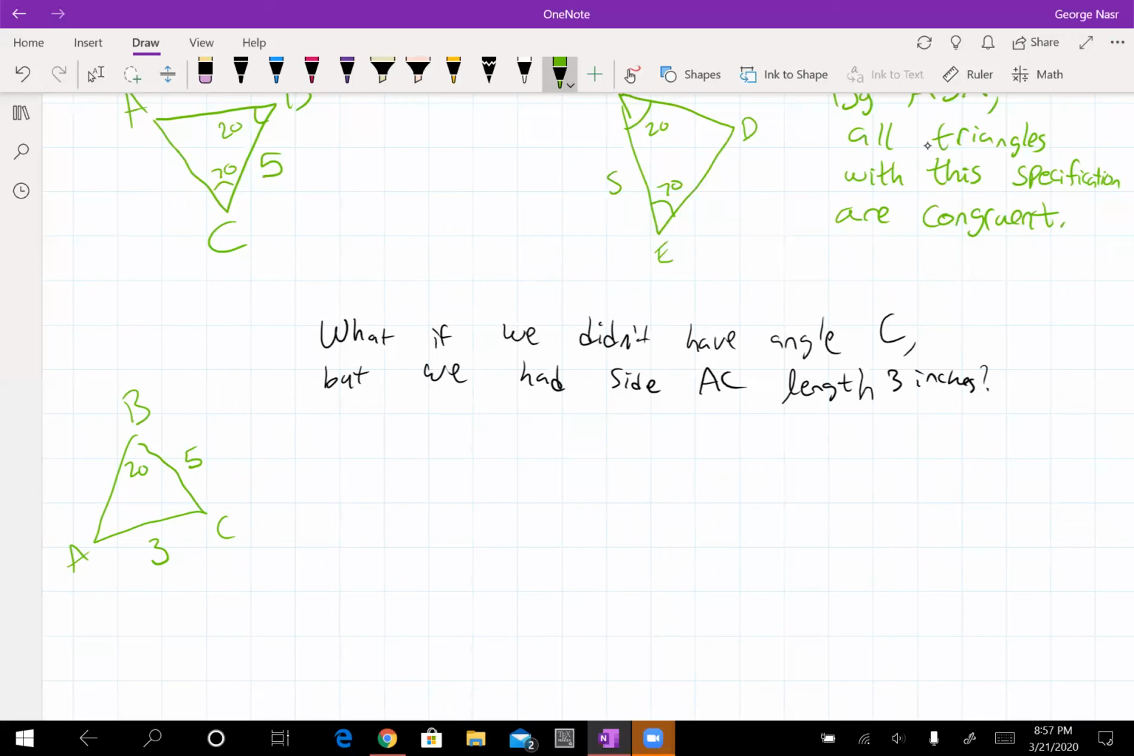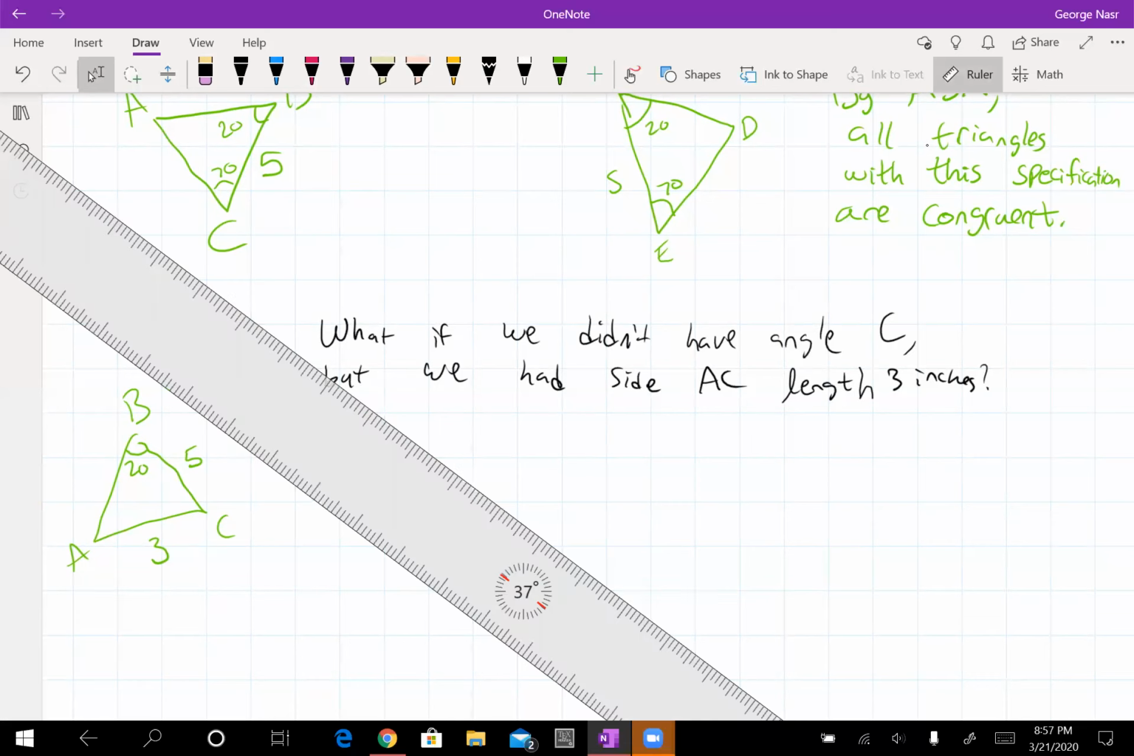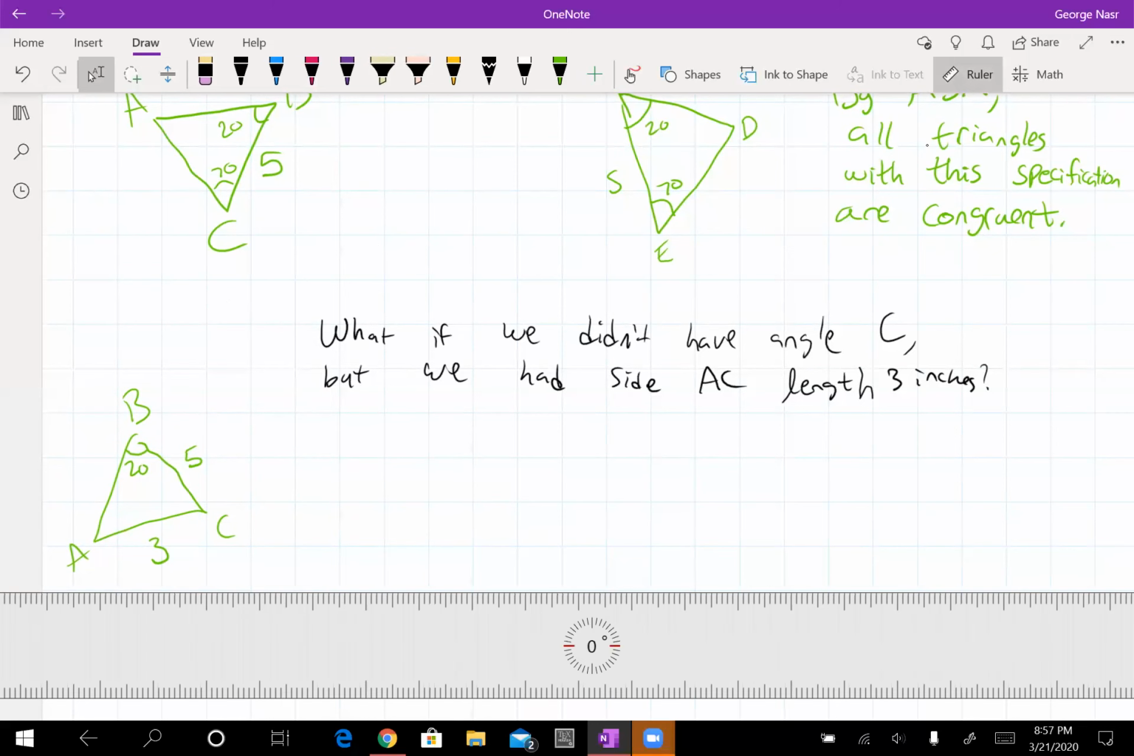Okay, can we use side, angle, side? Well, I do have two sides, but the angle I have would have to be this angle here in order to use side, angle, side, but I only have this angle up here. So I can't use side, angle, side. Can I use angle, side, angle? No, I only have one angle. So none of my congruence tests apply. Does that mean they're not the same? Does that mean there are possibly two triangles that are not congruent with this specification? The answer is actually yes. There are two triangles. They are not congruent.